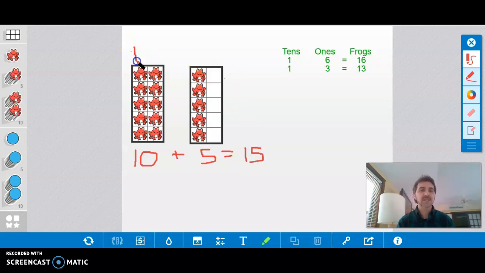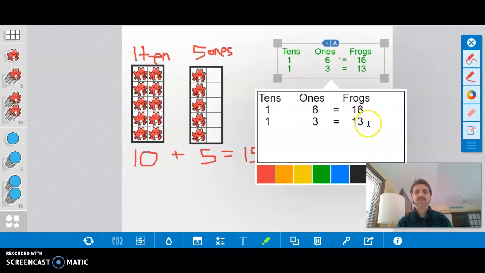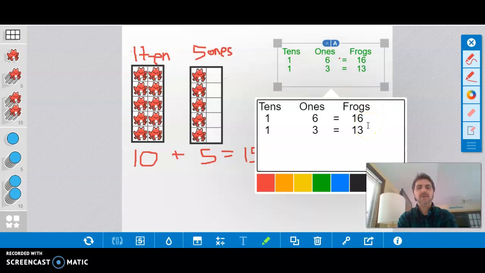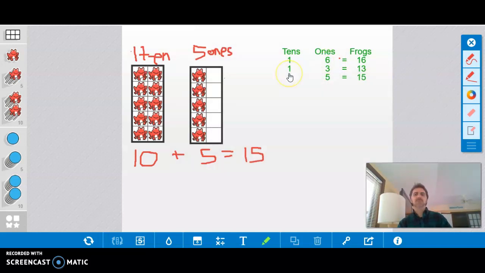Okay, so we still have a 10 here. 1 10. It's hard to write with this thing, I gotta tell you. And over here we have 5 1s because we couldn't fill the whole thing up. Okay. So let's go to our chart. And we still have just 1 10. This time we have 5 1s. And that's going to equal 15.